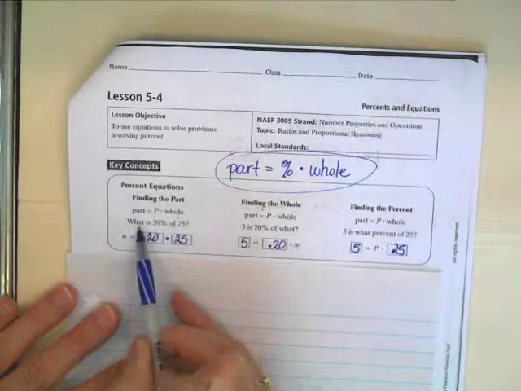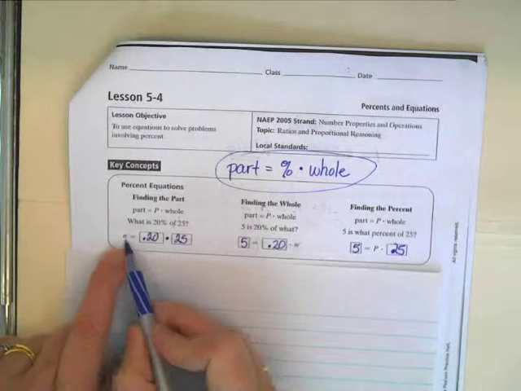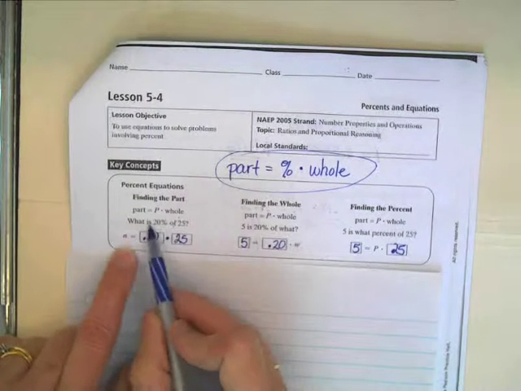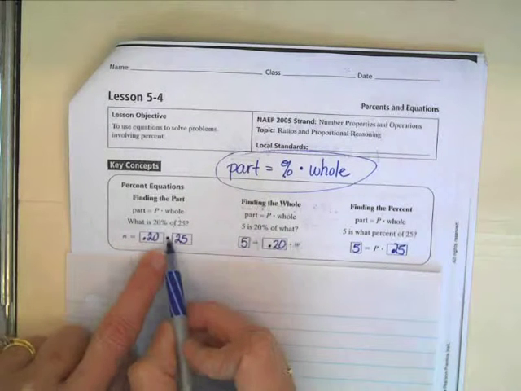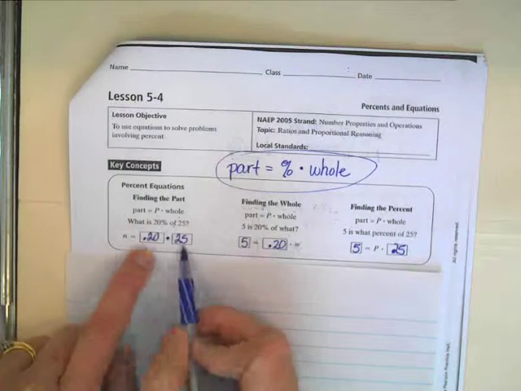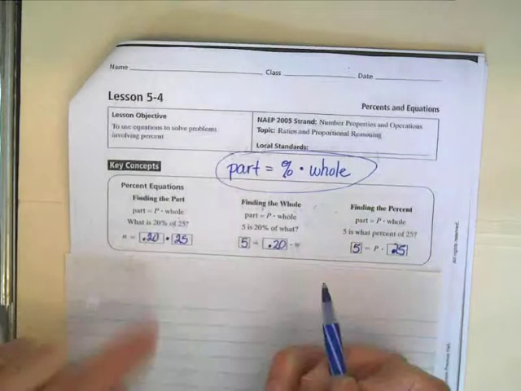So if you're trying to find the part, what is 20% of 25? Well, what is n? n equals 20%, which I write as a decimal, of means times in this situation 25. So n equals 0.20 times 25.